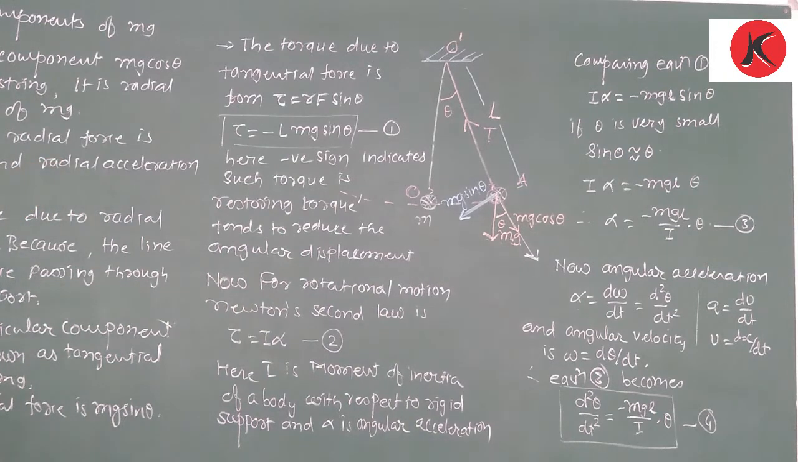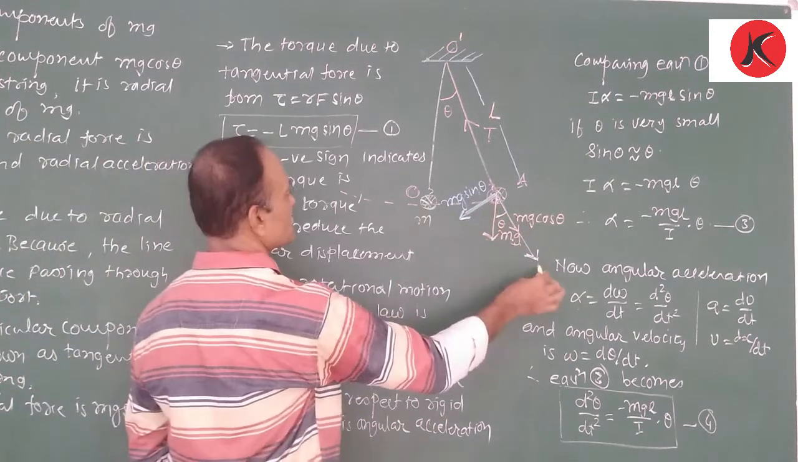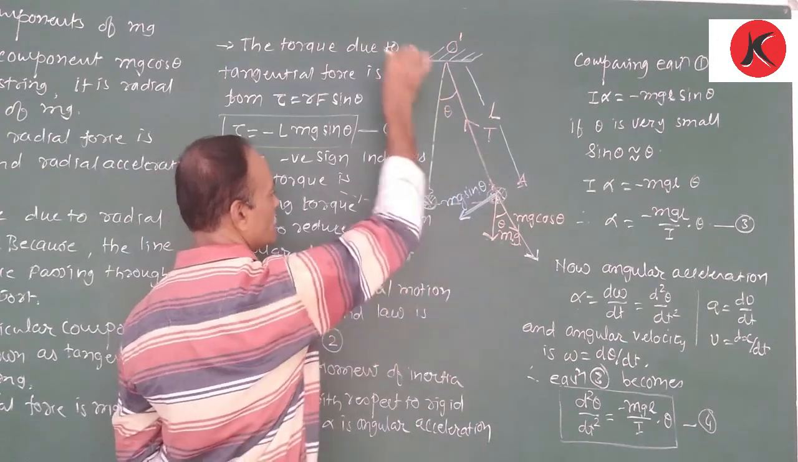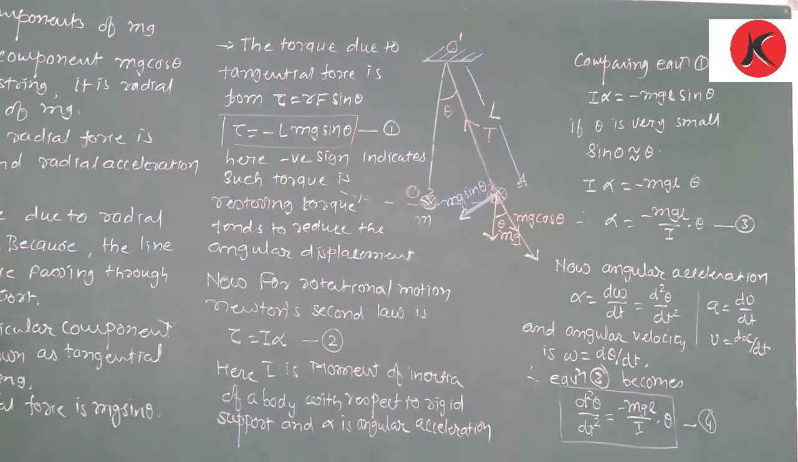And radial acceleration is omega square. But the torque due to the radial force is 0, because the line of this radial force passes through the point of suspension. Therefore, the torque becomes 0. Now, the second component is the perpendicular component mg sin theta. That is known as the tangential component of mg. The tangential force is mg sin theta.